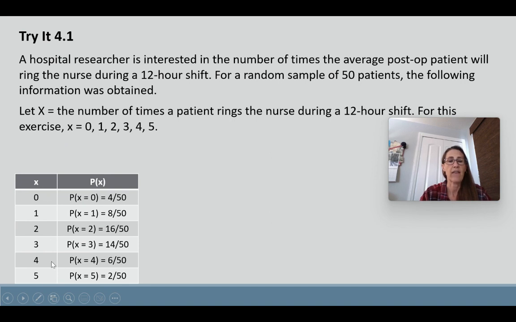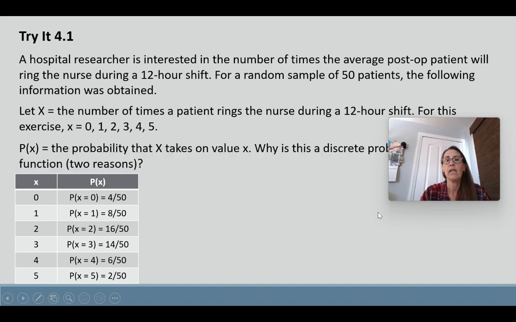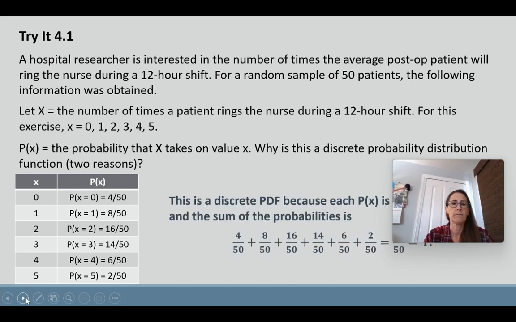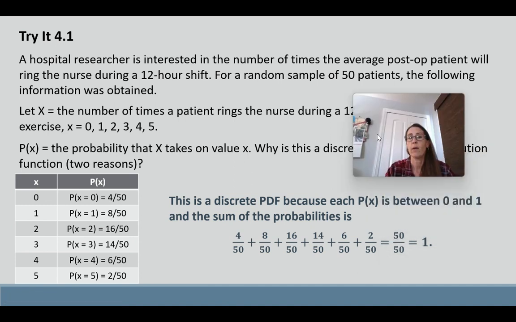So here in our table, we have those numbers listed, and then we have a column with the probabilities listed. So 4 out of 50 patients rang 0 times, 8 out of those 50 patients rang 1 time, 16 out of the 50 patients rang twice, etc. So P of x is the probability that our random variable, uppercase X, takes on the value lowercase x. And why is this a discrete probability distribution function? Well, it's because each probability is between 0 and 1, as you can see, and the sum of the probabilities, if you added them all up, you would see they equal 1.